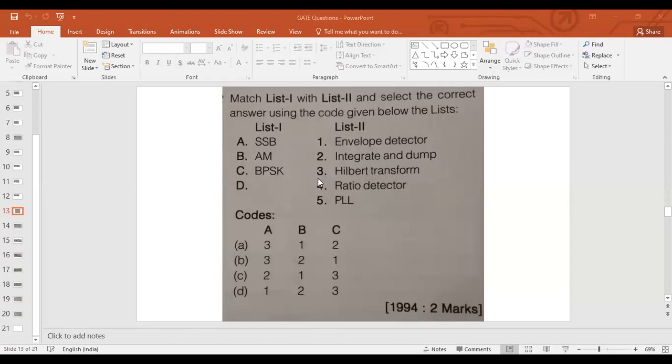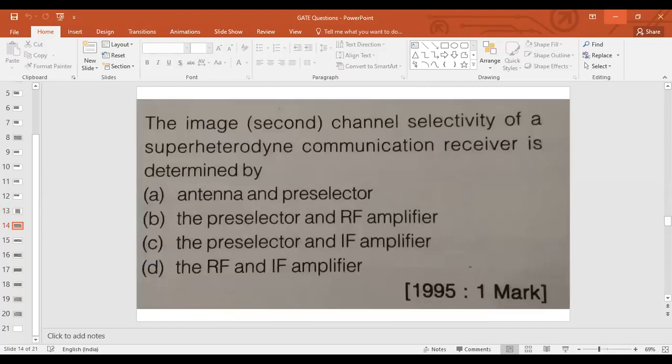So yesterday we have seen this question. Okay, so let us go to the next question. The image channel selectivity of a super heterodyne communication receiver is determined by: the antenna and pre-selector, the pre-selector and RF amplifier, the pre-selector and IF amplifier, or the RF and IF amplifier. Okay, so this is a 1995 question of 1 mark.